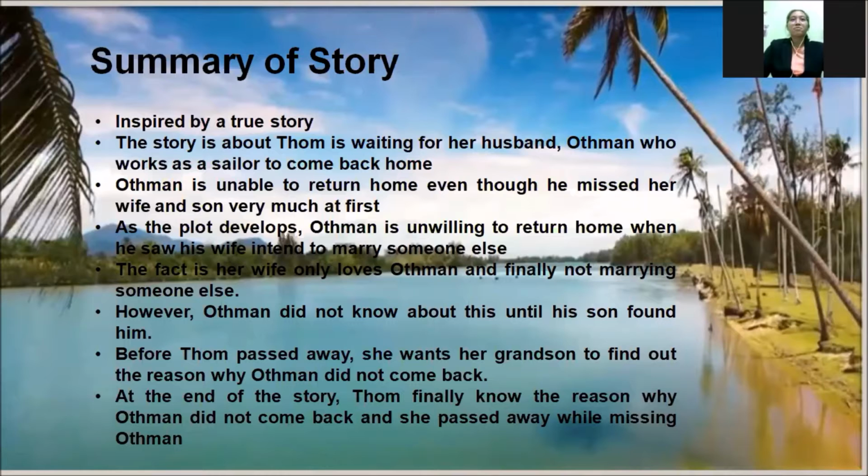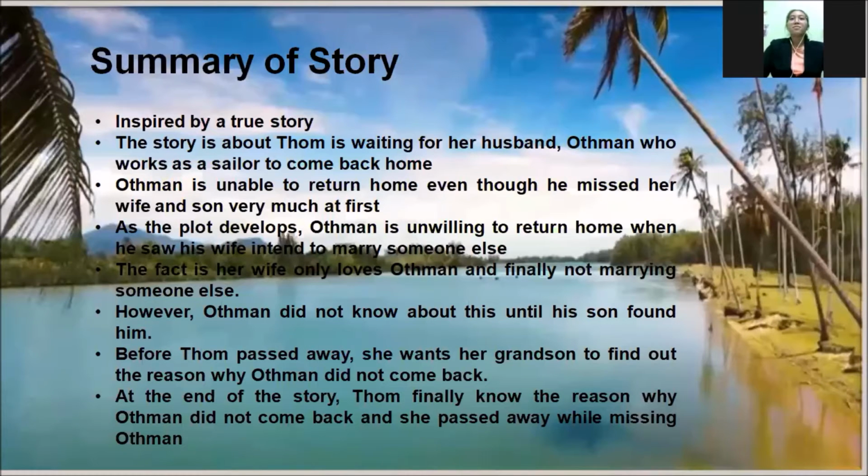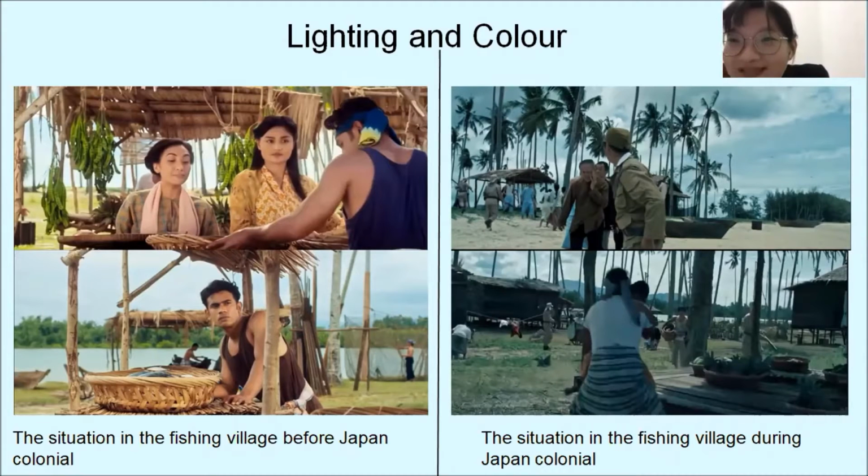The story is about Tom waiting for her husband to come back home. At the end of the story, Tom finally knows the reasons why Oman did not come back, and he passed away while missing Oman. The first element we want to share is lighting and color.